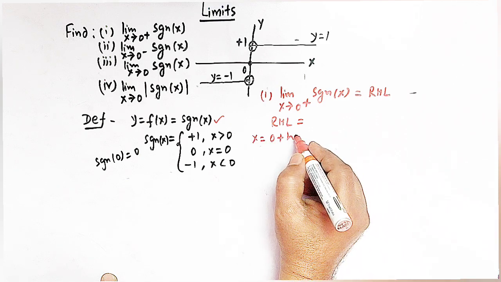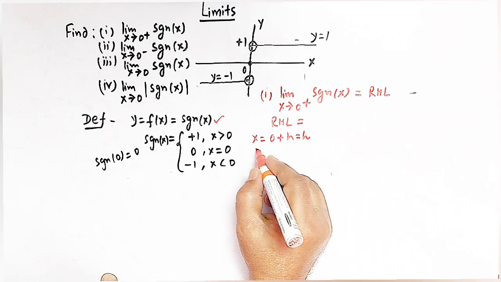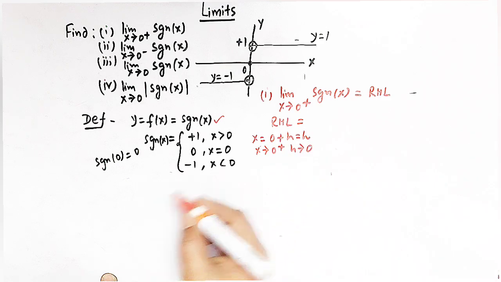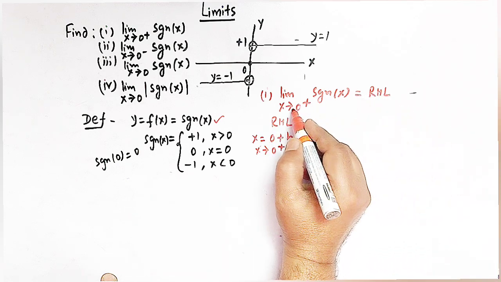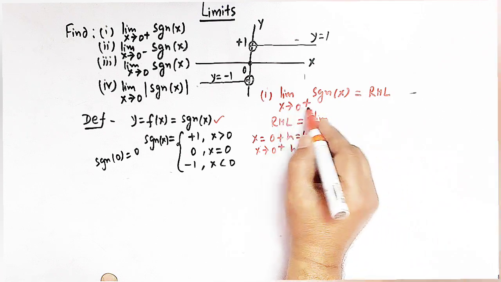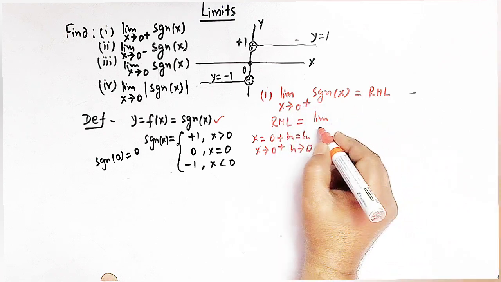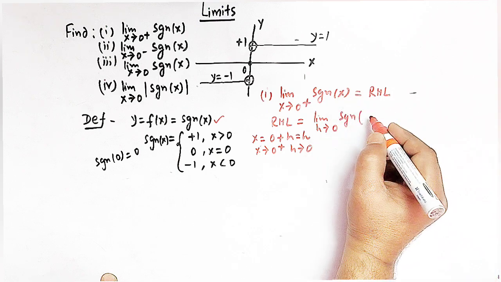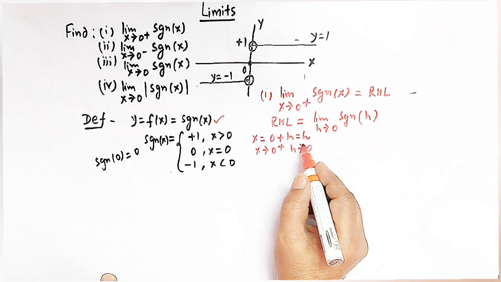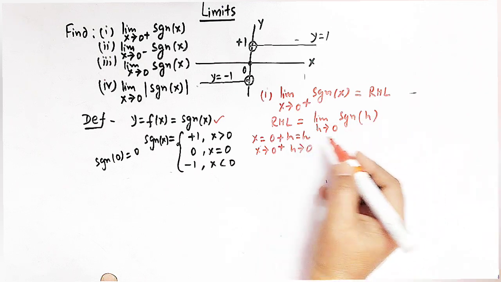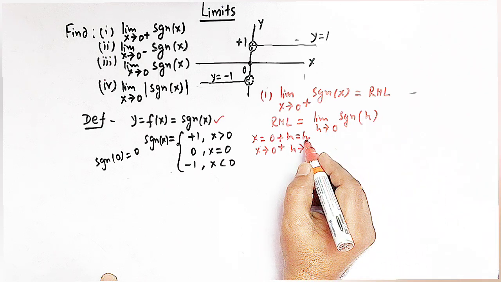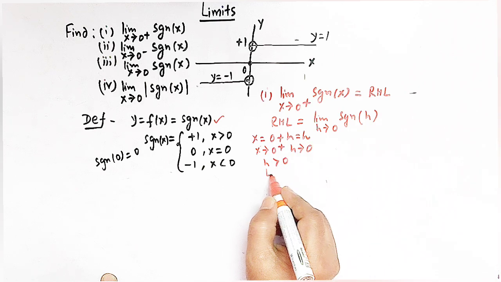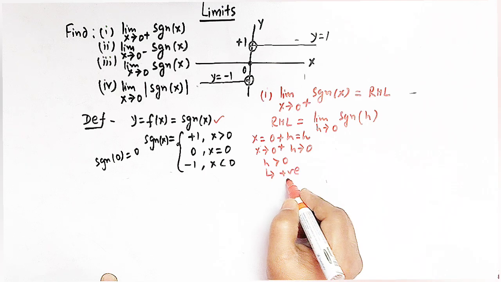So x is equal to 0 plus h, that is simply h, and when x tends to 0, then h also tends to 0. So now the right hand limit can be written as limit, and here for x tends to 0 positive, we have h tends to 0, and here we have signum of x is h, right? And here, as we have just said, h is infinitesimally very small, but h is greater than 0, that is h is a positive quantity, right?